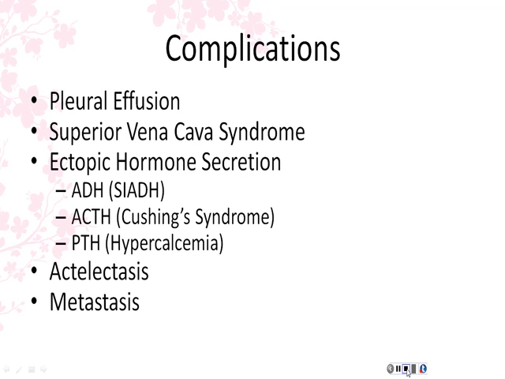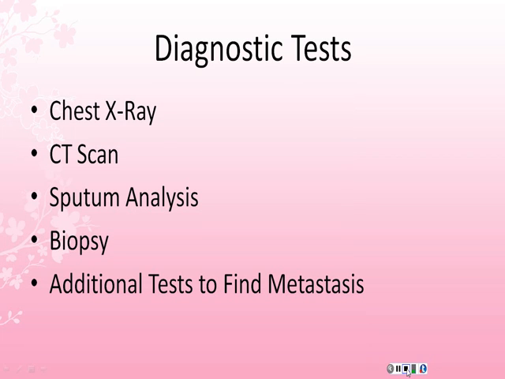And then metastasis, of course, can happen. Common sites are the brain, bones, liver, adrenal gland, lymph nodes, and the opposite lung as well. For diagnostic tests, certainly a really good history and physical, looking for risk factors. Chest x-ray to identify masses. CT scan or PET scan to provide more specific evaluation of the tumor. Sputum analysis, looking for abnormal cells, or biopsy. And then additional tests to find metastasis, like brain or bone scans or things like that.